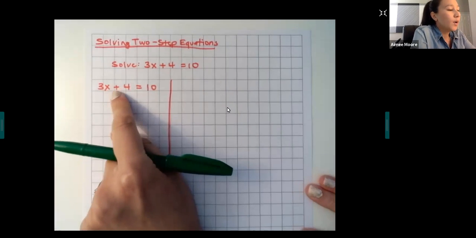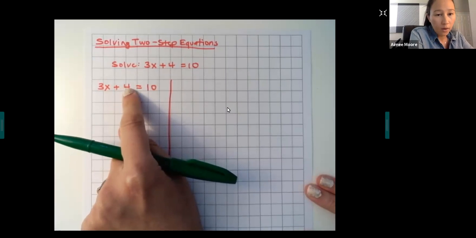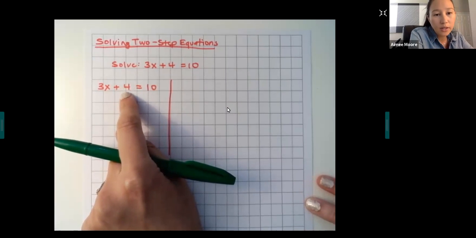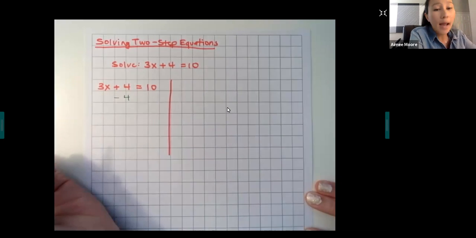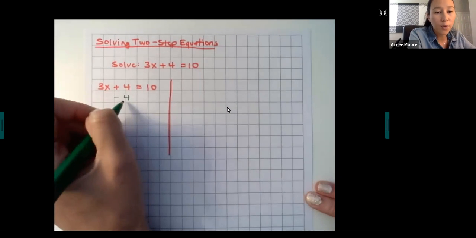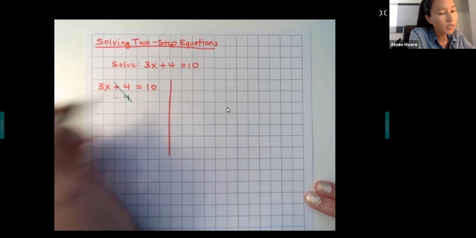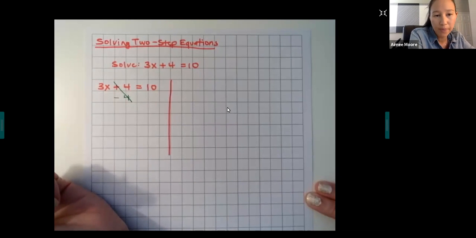So in order to get rid of this plus 4, we need to cancel that out. So what cancels out a positive 4? A negative 4, because positive 4 minus 4 is just 0. So we can cross that off.